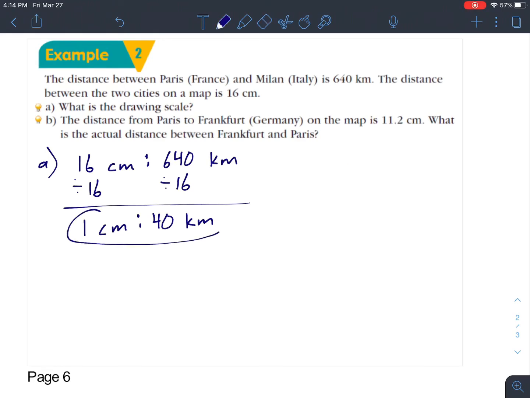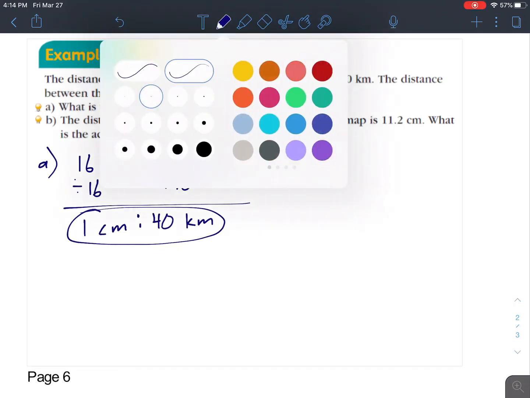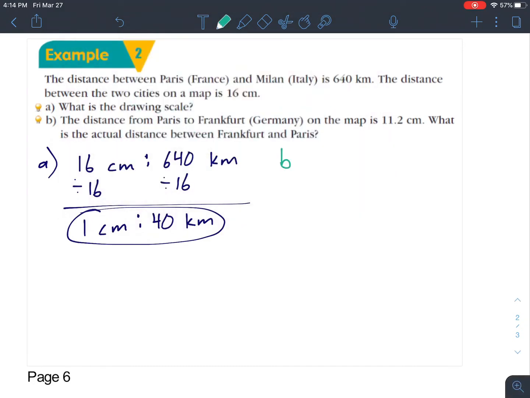Now that we have our drawing scale for part A, we are told then that in part B, the distance between Paris and Frankfurt, Germany is going to be 11.2 centimeters on the map, and we're supposed to find the actual distance. So now this time, here is the map distance. That's going to go first. And then we need to put in the amount that we're trying to find, and that is going to be x kilometers.